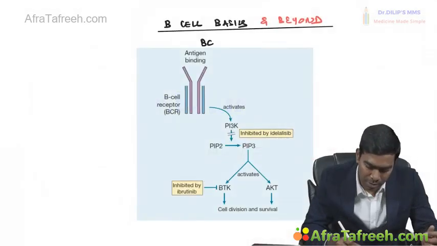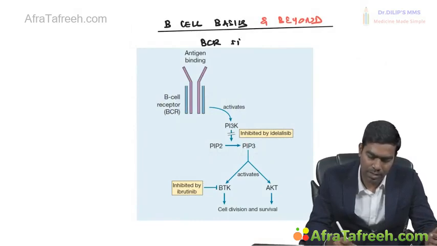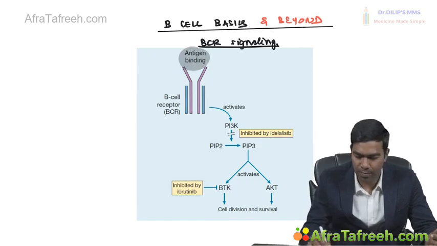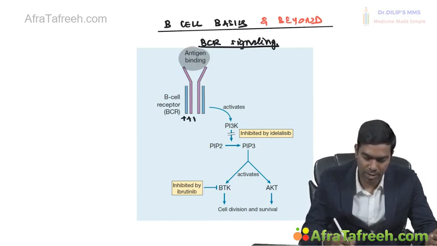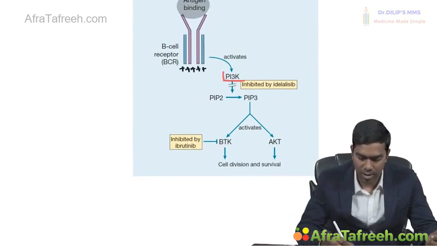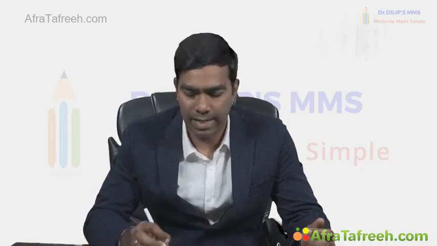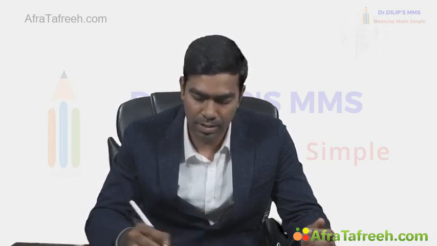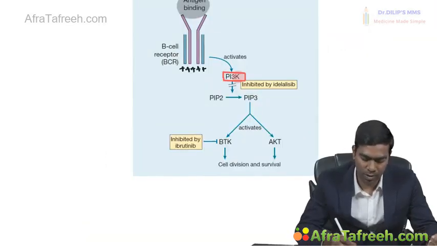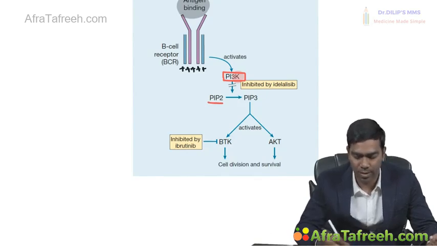So you have a B cell receptor functioning here, signaling pathways, how it works. First you have the antigen binding over here. This antigen binding is going to activate this B cell receptor. Activation results in activation of one important kinase called PI3 kinase. You know it's a kinase, so its function is to phosphorylate. It phosphorylates phosphatidylinositol diphosphate to phosphatidylinositol triphosphate.